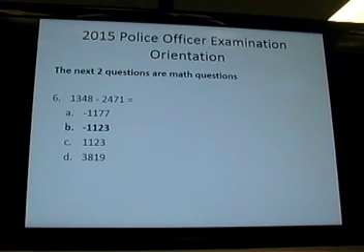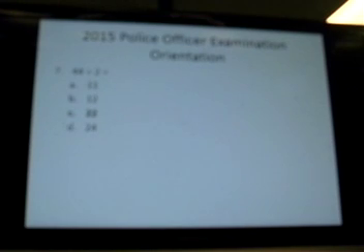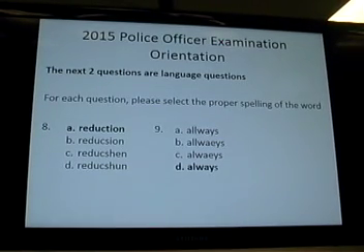The next 2 questions are math questions. Question 6, 1348 minus 2471 equals B, negative 1123. Question 7, 44 divided by 2 equals C, 22. The next 2 questions are language questions. For each question, please select the proper spelling of the word. 8 is A, reduction. 9 is D, always.